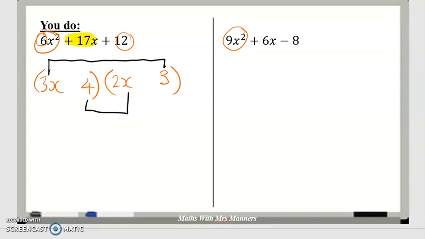So it's not that you're just randomly putting numbers down. You're actually thinking about what numbers should go where. So 9x and 8x does give me 17x. And they're both going to be positive. So I'll just put a plus there and I'll put a plus there.